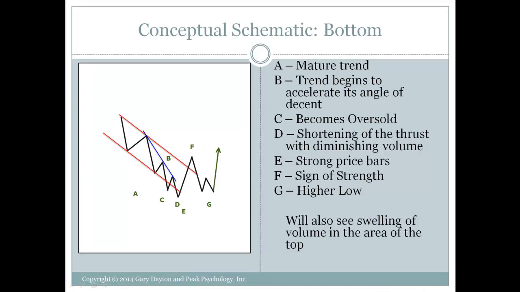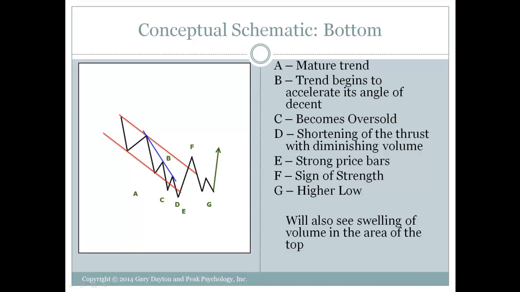Okay, so that's a top. Here's a bottom. Again, we have a mature trend. We're not just breaking out from a trading range. That's indicative of the beginning of a trend, not the end of a trend. Okay, so we have to have a mature trend, and the trend begins again to accelerate its angle of descent. It becomes oversold. This is just a mirror image of the top. Things in the market are generally mirror images of one another.